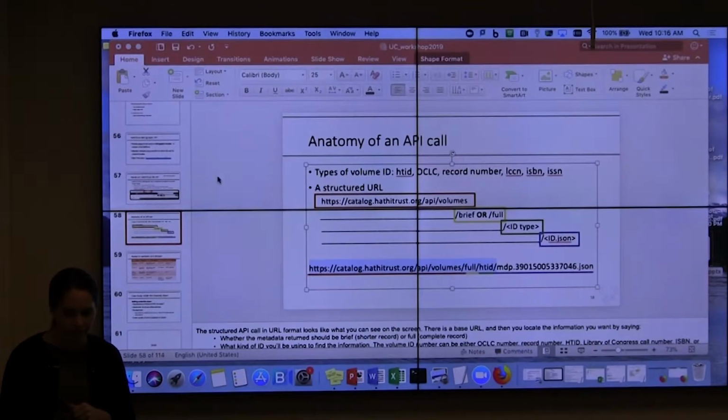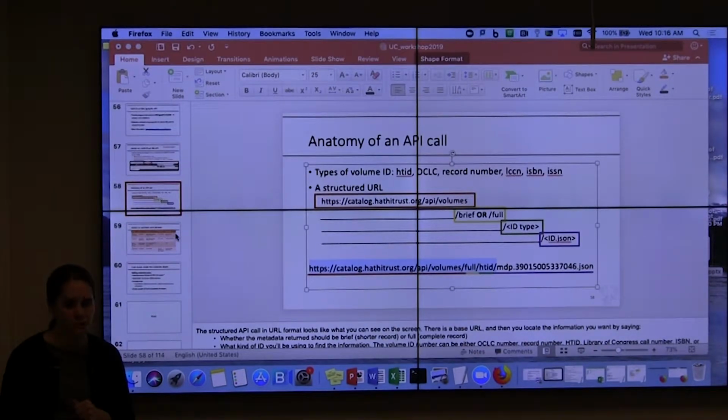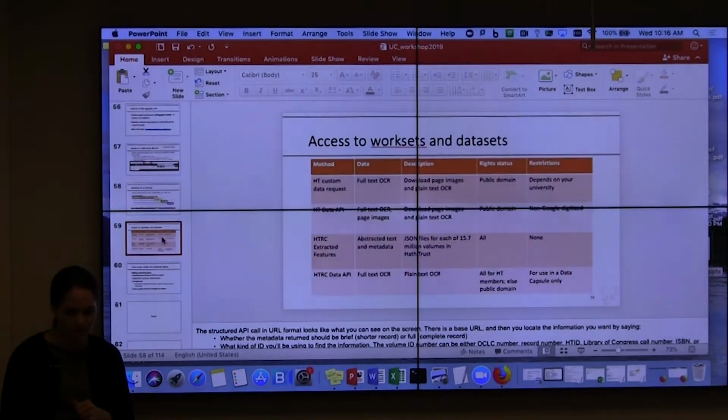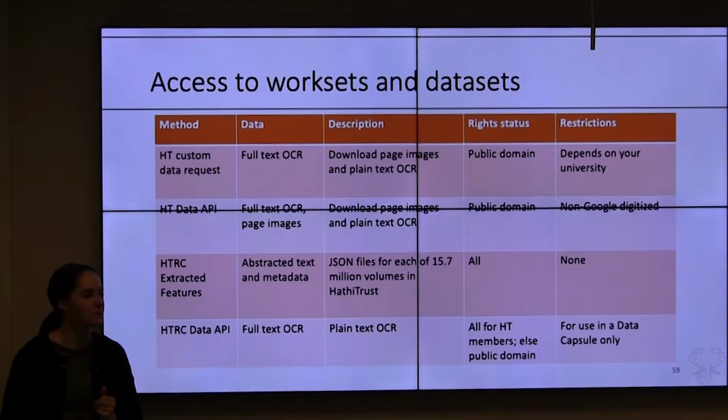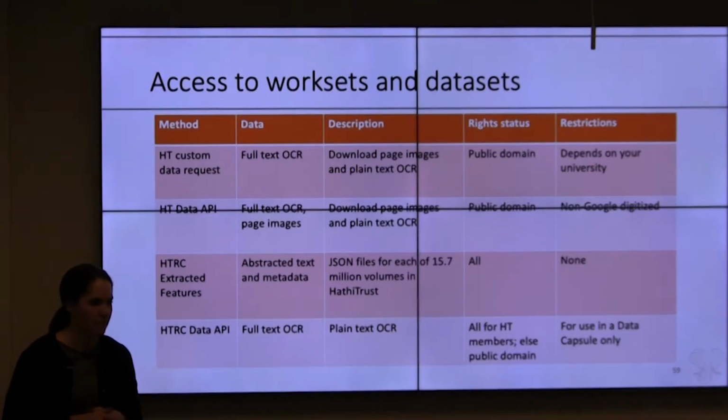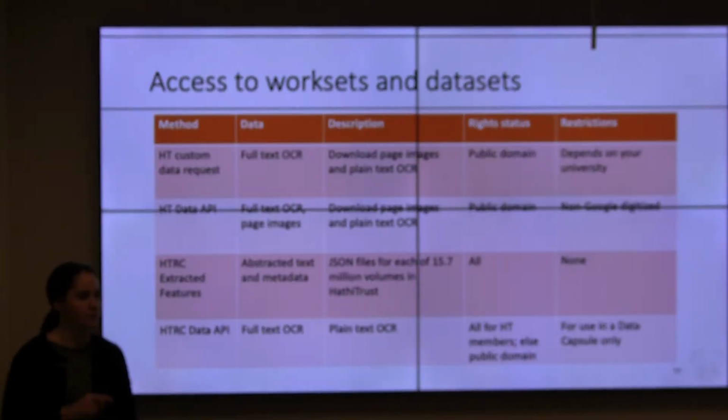Okay, are there any questions about that or that process? If that had been a public domain volume, would it have pulled in the text as well? No, it will just pull in the bibliographic data, yeah. If you want to grab the text, then you can use the data API. Oh, right. Yeah.